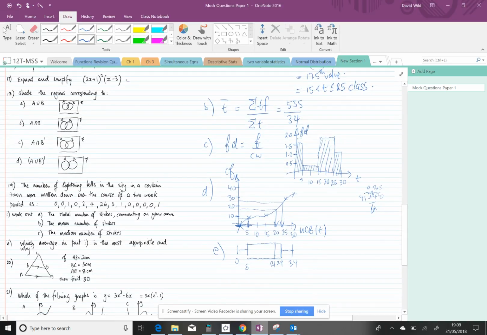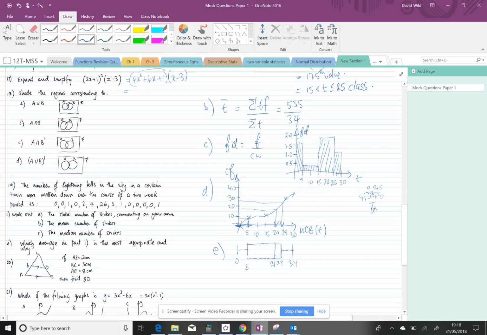Question 17. Expand and simplify this. So first of all, we're going to square this out. You could multiply the two brackets, but I'm going to square the first, 4x squared, double the product of 1 and 2x. Well, 1 times 2x is 2x. I'm going to double that to 4x. Square the last, 1 squared is 1. And I'm going to multiply that with x minus 3.